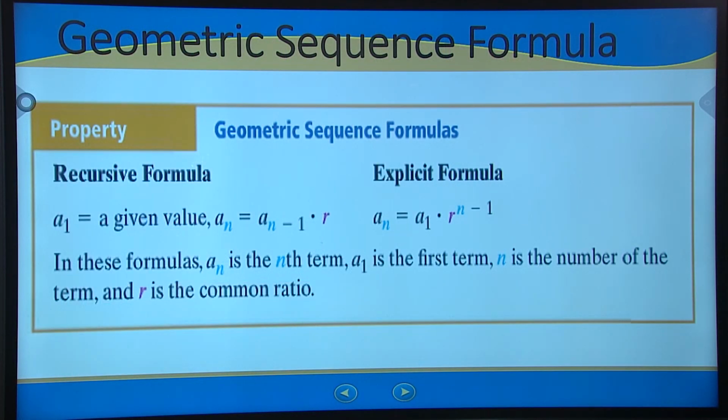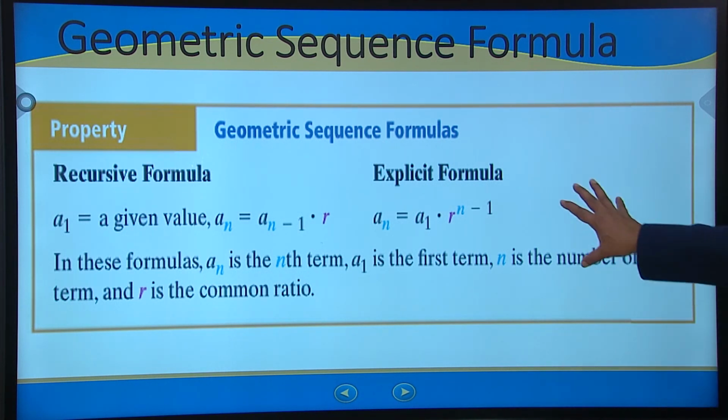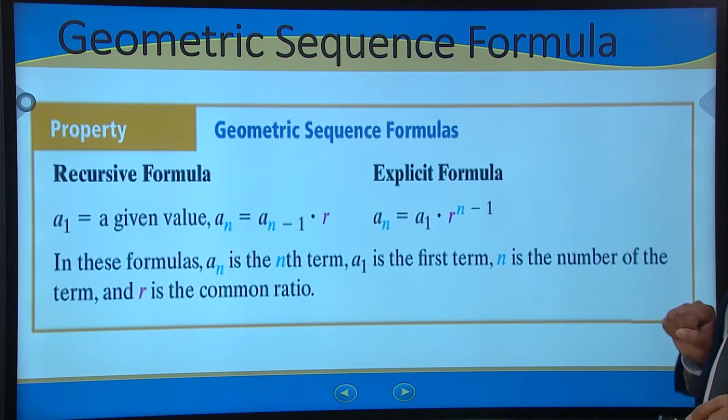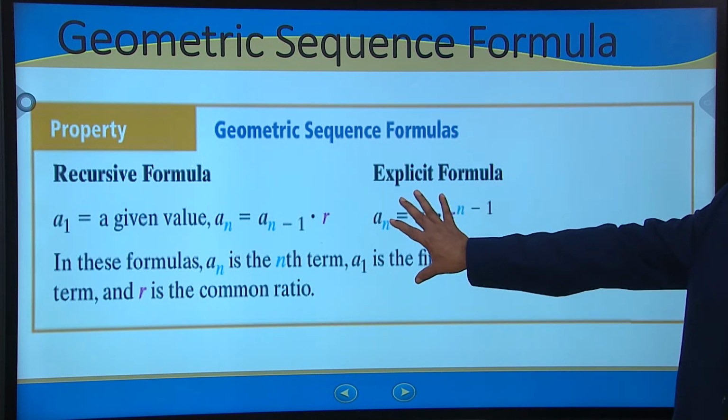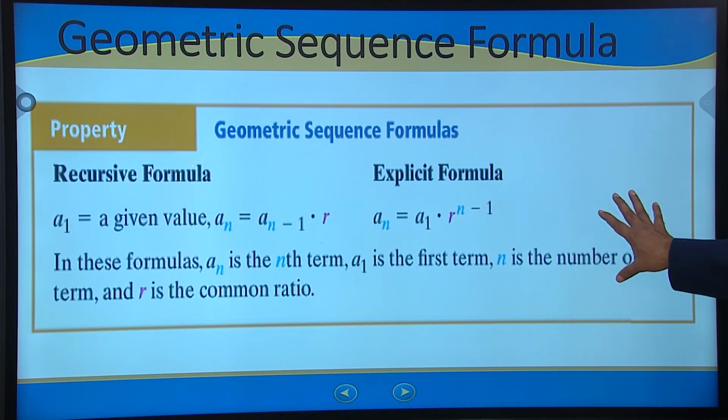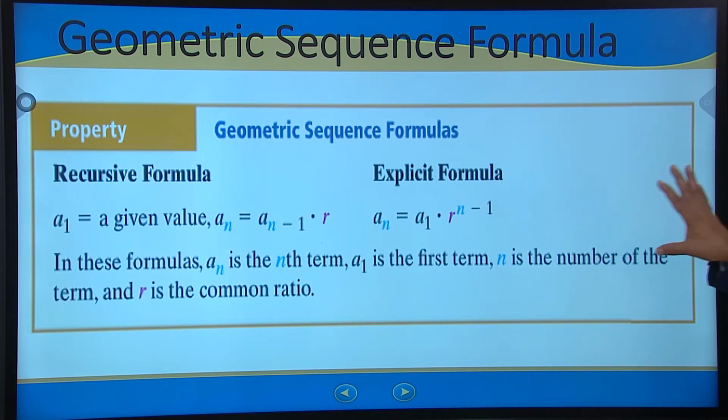Right. There is the formula for a geometric sequence. We can prove this. It's not very difficult. And I could do that in another lesson. But right now, we shall just go with the fact that this is the formula for a geometric sequence. What does it look like?